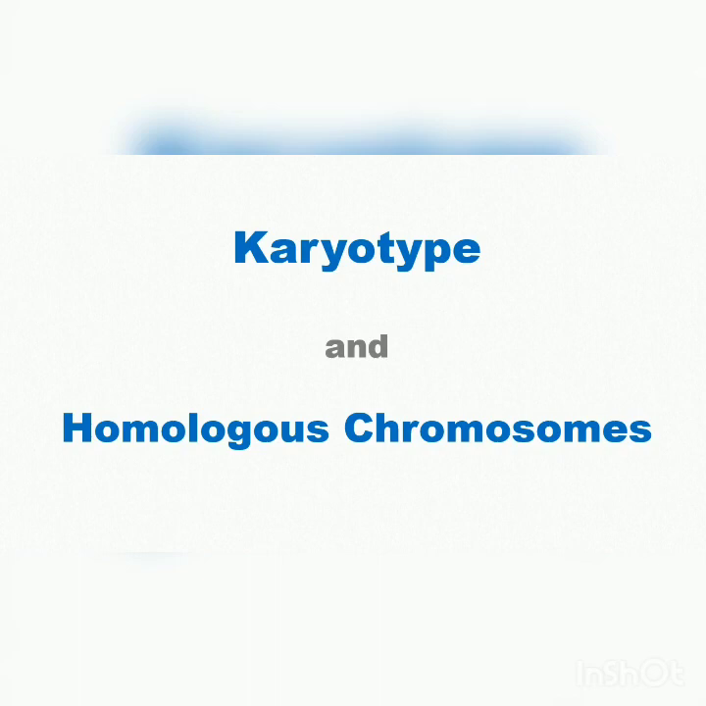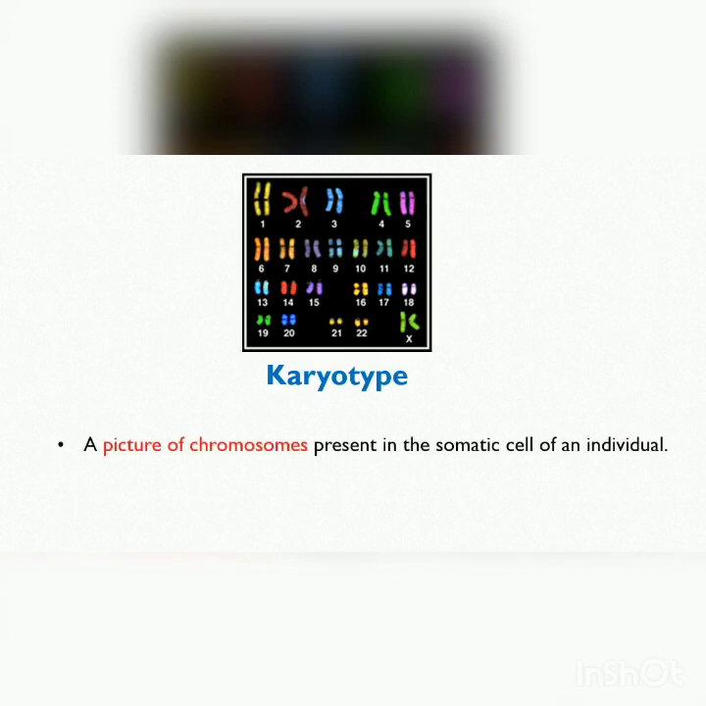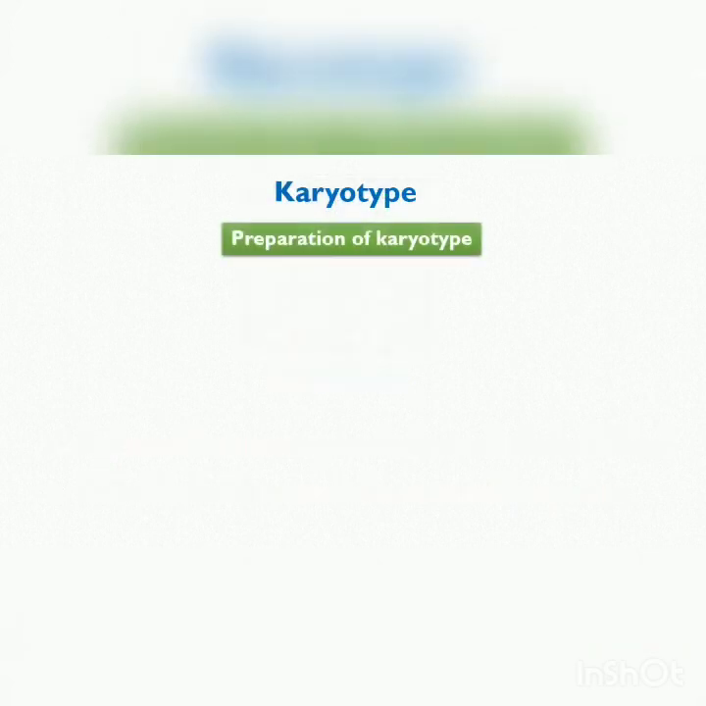Now what is karyotype and homologous chromosome? These two topics go side by side. Now this is a picture that you might have seen in many books. This is the picture of a karyotype. It is a picture of chromosomes present in the somatic cell of an individual. So it is displaying the number and appearance of chromosomes, as you can see. So how do we prepare a karyotype in the laboratory?